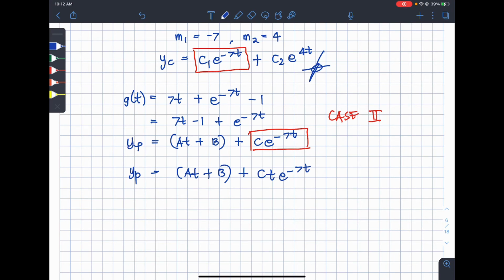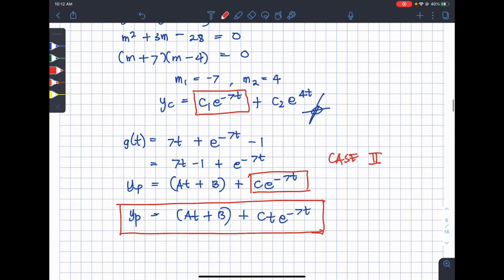In this case, after multiplying by t, I'll have C t e raised to negative 7t. There's no such thing in the complementary solution. Therefore, this will be our final particular solution.